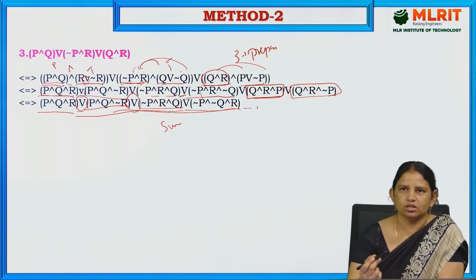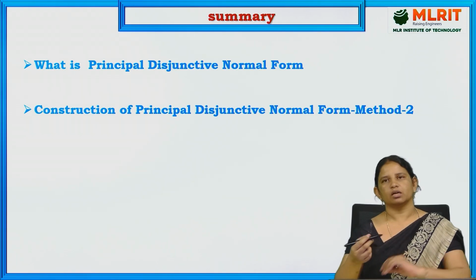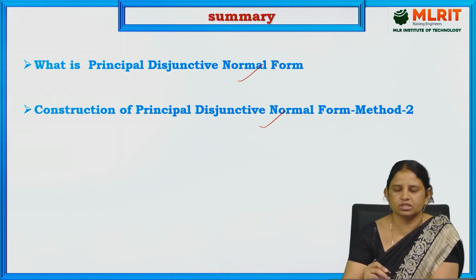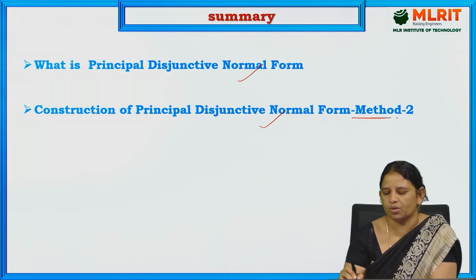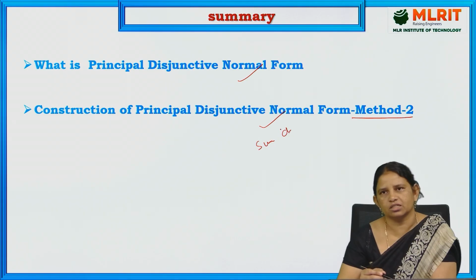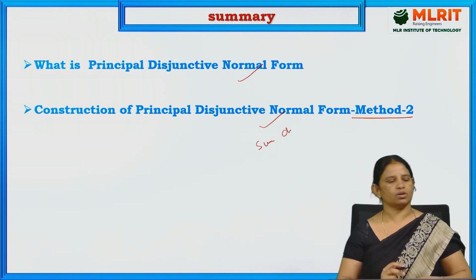So what does PDNF mean? Principal disjunctive normal form. What are the things we discussed in this video? What is principal disjunctive normal form, and how to construct it by using the replacement method. In the replacement method, we apply equivalence laws to get the required format of PDNF. What does PDNF consist of? Sum of minterms. A minterm consists of a product of variables and their negations. So by using two methods, we can construct the principal disjunctive normal form. Thank you.